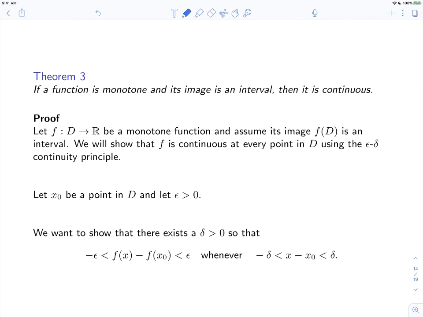Monotone functions have some very nice properties, and we're going to look at one of them here. This theorem says that if a function is monotone and its image is an interval, then it is continuous. Now this is quite a shocking statement at first because we're talking about a function and all we know about it is that it's monotone and that its image is an interval, and from that we're concluding that it's continuous. This is the conclusion.